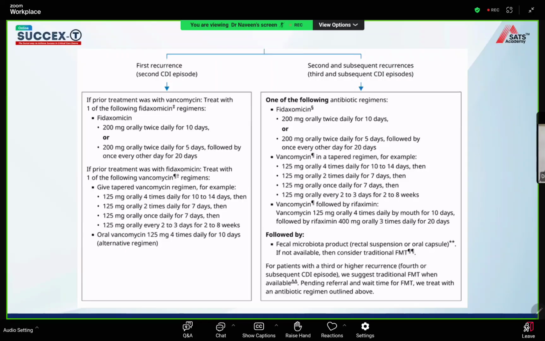If it is fidaxomicin, use a vancomycin standard dose treatment, or you can also use a tapered and pulse regimen over a period of 14 days, followed by 7 days, followed by 7 days, followed by 2 to 8 weeks. This you can read from the slide.